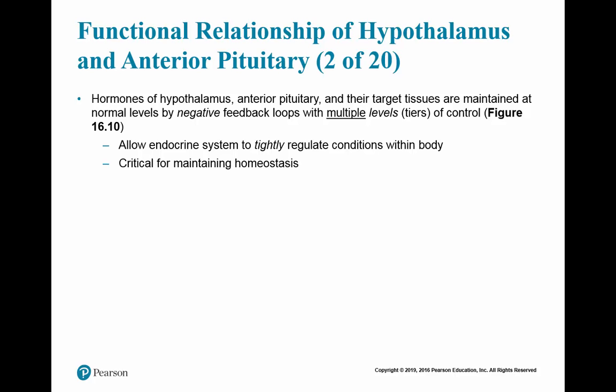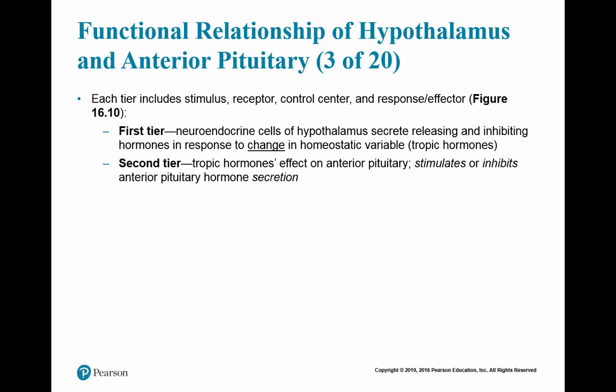So the hormones of the hypothalamus, the anterior pituitary, and their target tissues are maintained at normal levels by negative feedback loops. And there are many levels, or tiers, of control. That helps the endocrine system tightly regulate the conditions in the body and help maintain homeostasis. So each tier includes a stimulus, receptor, control center, and a response.